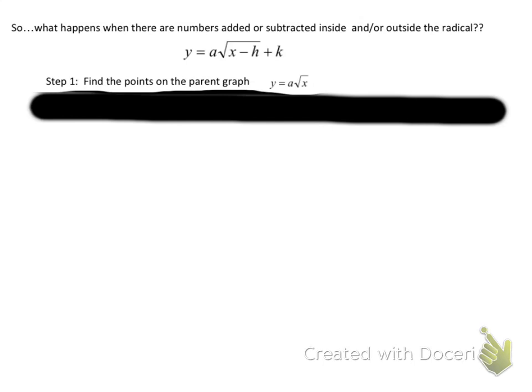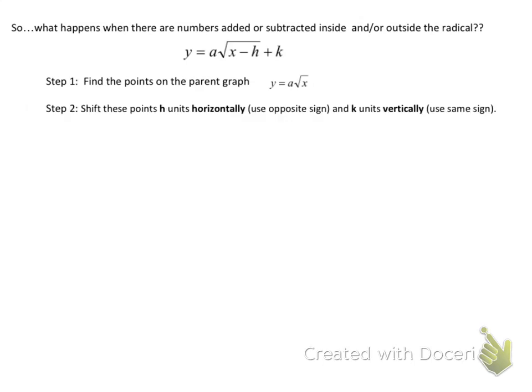And the parent graph is going to be y equals whatever number is being multiplied by the square root or cube root of x. So we're going to disregard what's being added inside and outside of the radical. And then, as you can notice from the last two examples, you're going to shift these points h units horizontally, and again we're going to use the opposite sign, and k units vertically.